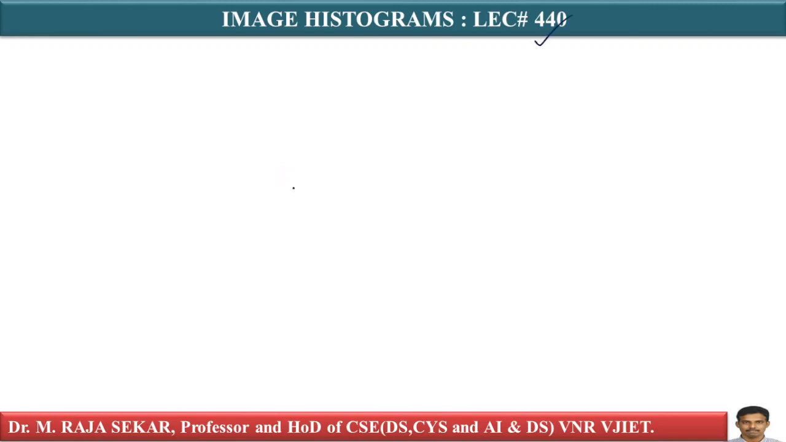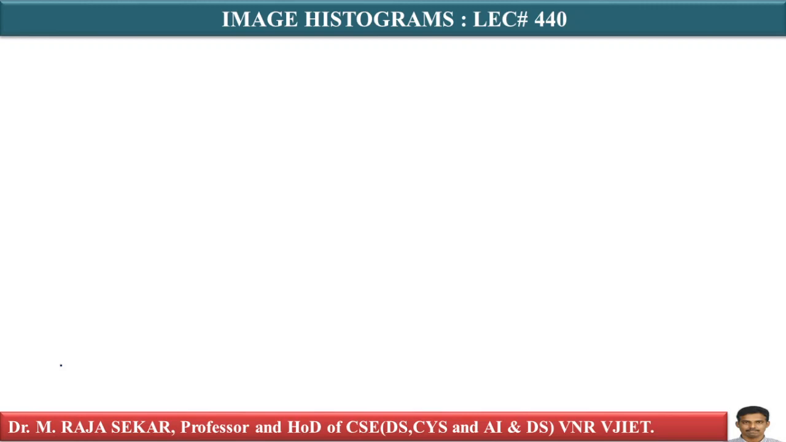This is lecture number 440. In this lecture, I will continue my discussion on image histograms. In my previous lecture, that is in lecture number 439, we discussed the first type of image histogram, that is the color histogram. In this lecture, we will try to understand the second type of histograms, called edge histograms.